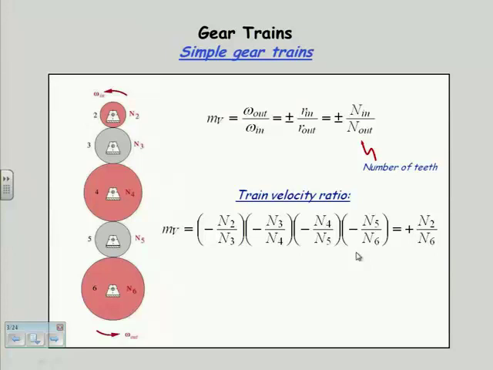So a simple train is not very useful. Its only value is if I use one additional gear, a total of 3, to reverse direction. And that's how you achieve reverse in your automotive transmission, by introducing a second gear, in some cases, in standard transmissions.